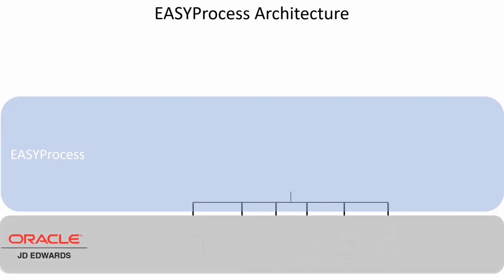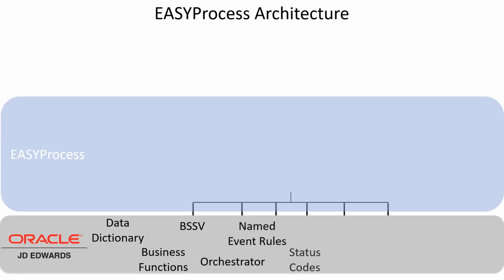So what do I mean when we connect? What do we connect to in JD Edwards? Well, we can connect directly to the data dictionary and the tables. We can access all the business functions you have on site, BSSV. We can connect to Orchestrator. Obviously, we wouldn't be doing this webinar right now. Named event rules, status codes, Julian date conversions, media objects, UDCs, and Z files.